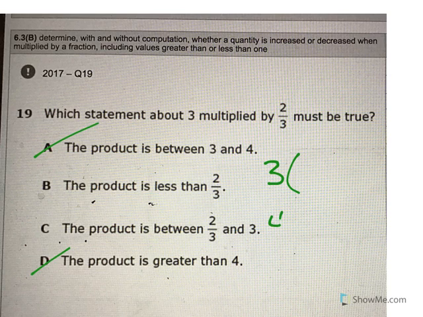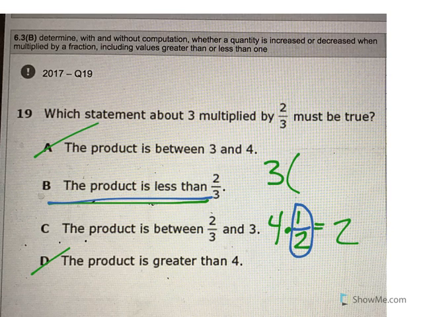Now, notice when I multiplied 4 times 1/2, I got 2. If I'm multiplying a whole number by a fraction, let's look at B. 4 times 1/2 equals 2. So B says the product is less than 2/3. When I multiplied 4 times 1/2, was my product less than the fraction I multiplied it by? No, 2 obviously is still greater than 1/2. What if I changed it? What if I multiplied 4 times 1/8? A much smaller fraction. Let's see what we get.